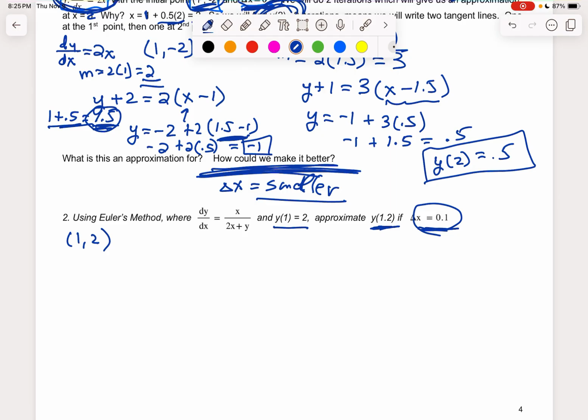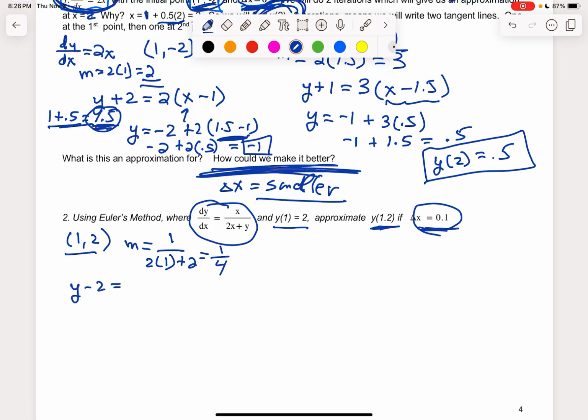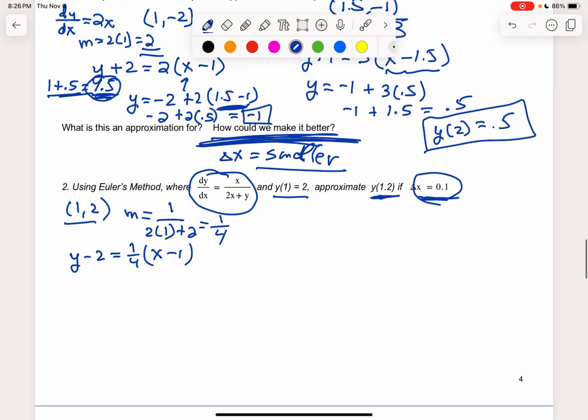All right, so we need to find our slope. Our slope this time, remember, we're using the new differential equation. So x is 1 on the top. On the bottom, I get 2 times 1 plus 2, which is 4. So my slope is 1/4. If we write our tangent line, it's y minus 2 is equal to 1/4 times x minus 1. If we jump over 0.1 units from 1, that's when x is equal to 1.1, so it becomes 0.1 here.